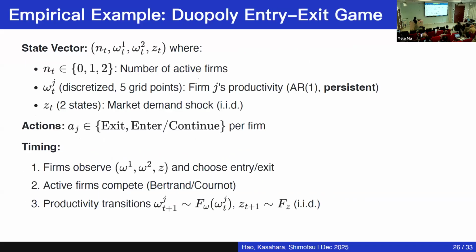And the second case I was working on was the duopoly entry-exit game, where I have a state vector that's endogenous, and the evolution of the state vector also depends on some exogenous shock. So the state vector has a number of active firms, 0, 1, 2, because we have two firms in the same market. They can both choose to enter or not to enter. And the firms will observe this productivity shock for each of them, and some exogenous shock.